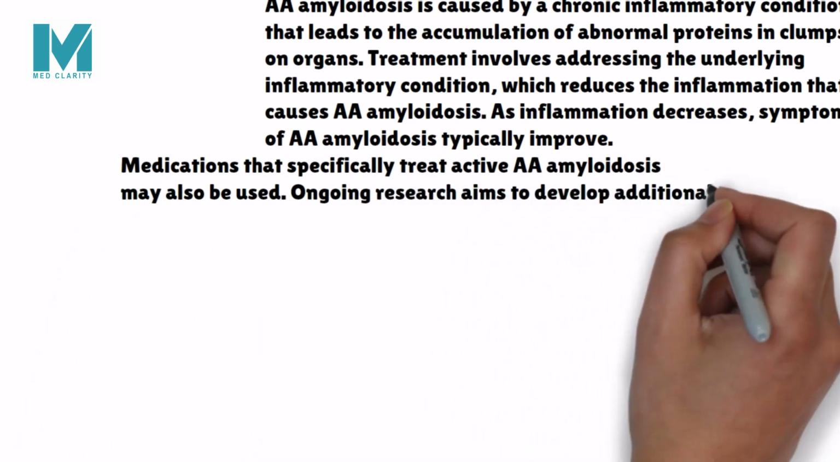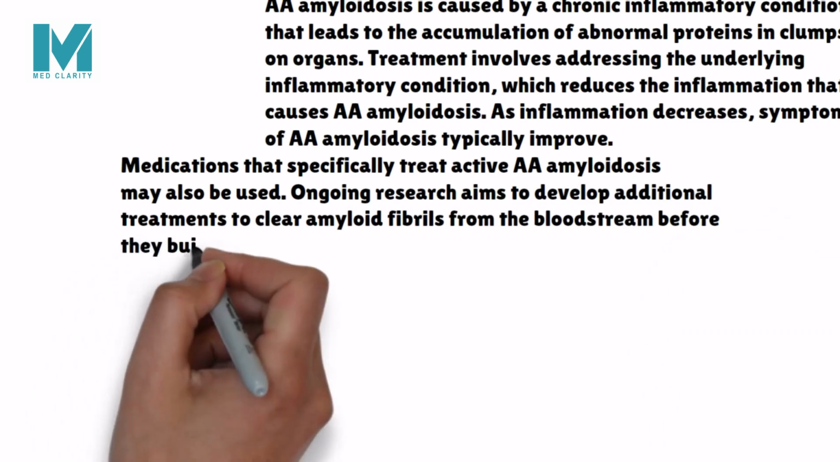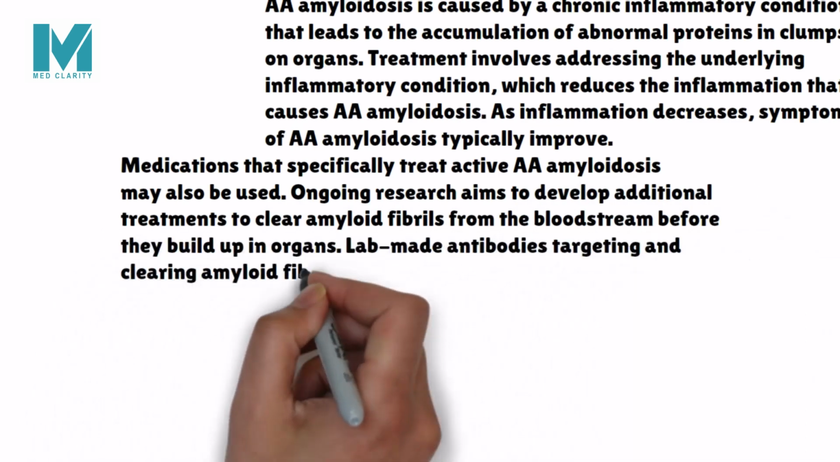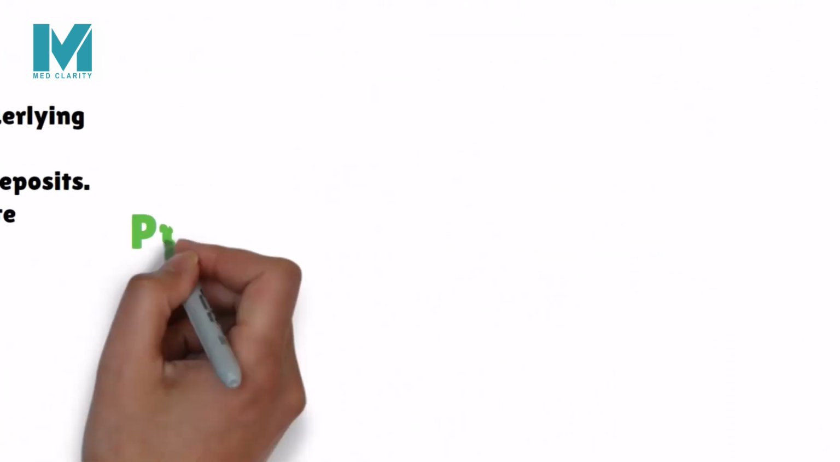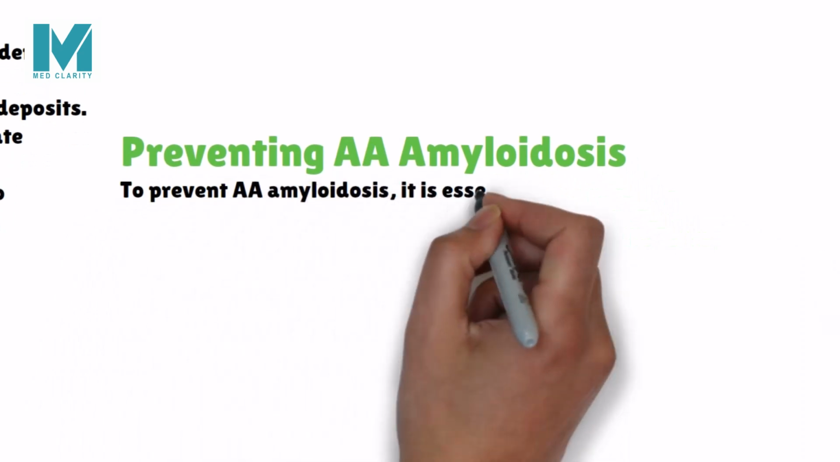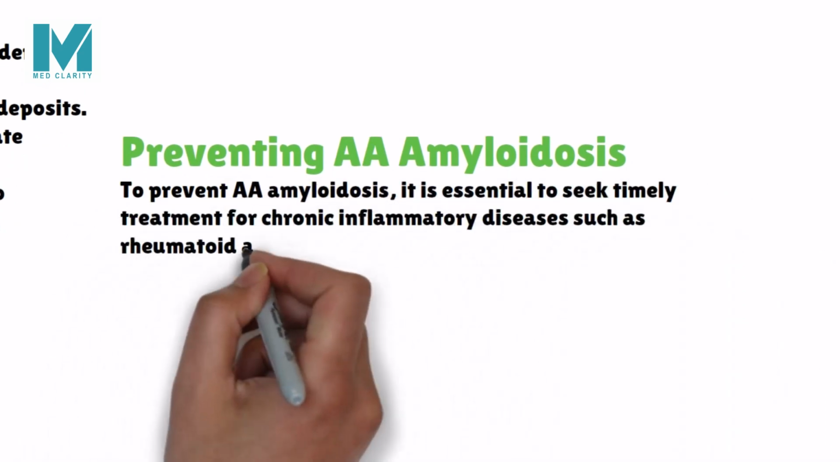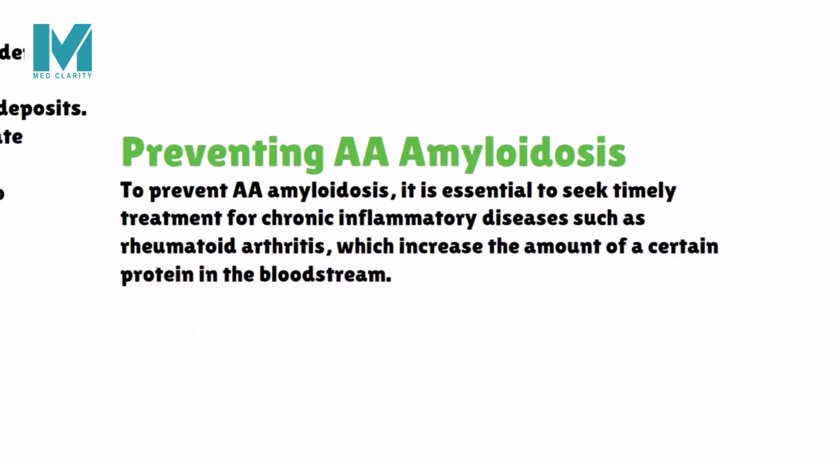Ongoing research aims to develop additional treatments to clear amyloid fibrils from the bloodstream before they build up in organs. Lab-made antibodies targeting and clearing amyloid fibrils already lodged in organs are also in development. Preventing AA amyloidosis. To prevent AA amyloidosis, it is essential to seek timely treatment for chronic inflammatory diseases such as rheumatoid arthritis, which increase the amount of a certain protein in the bloodstream.